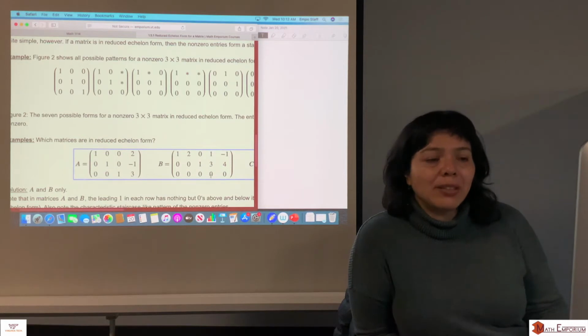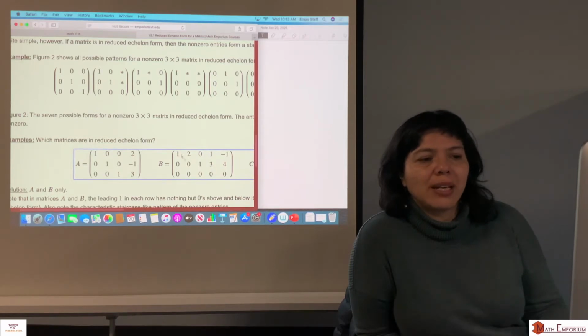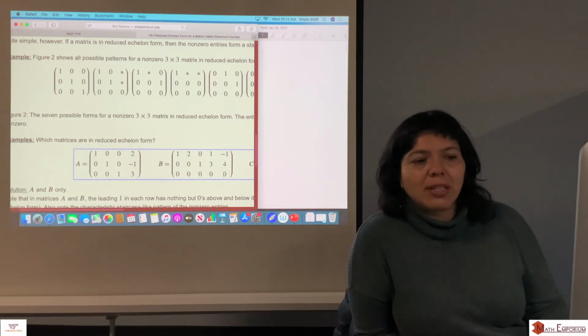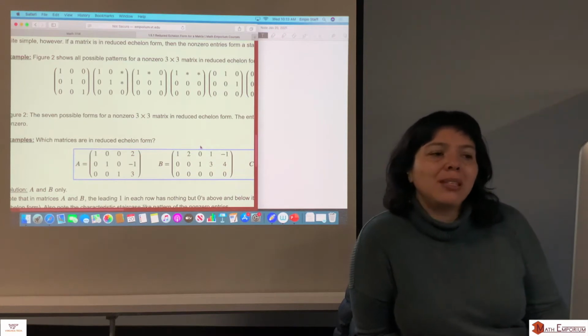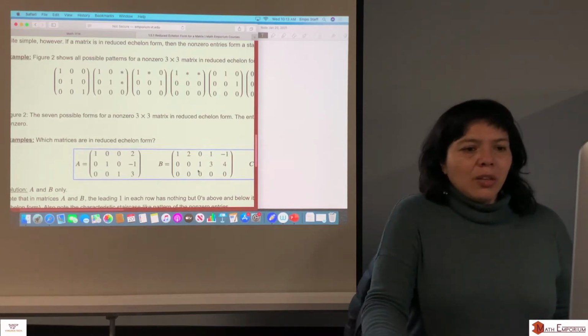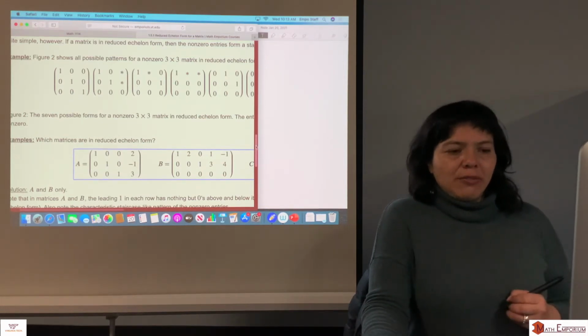And I cannot change anything else, because if I try to change here, you see I have a 1 here and I have a 1 here. So that wouldn't be helping me. So that means that I stop here. I try to move over, but there's a 0 here. So I stop, and that means that this is already reduced in the echelon form. So that's a key idea of the echelon form.